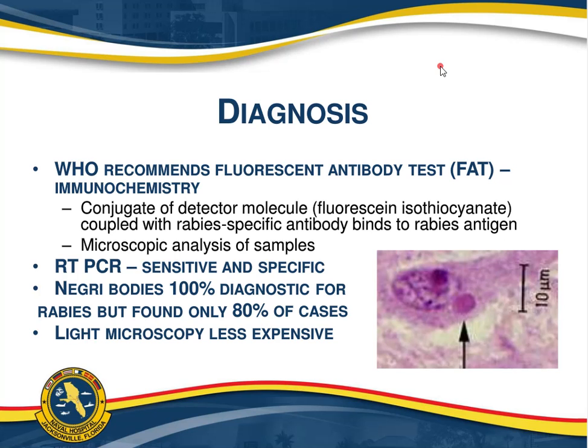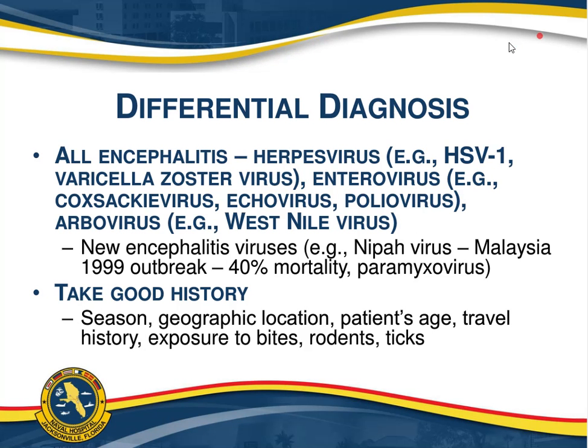Negri bodies. So this is what the pathologist is going to look for under the slide. That little round body right there is diagnostic for rabies. But again, it's only found in 80% of cases. There's light microscopy, which you're not going to get probably, but it's where you're at.